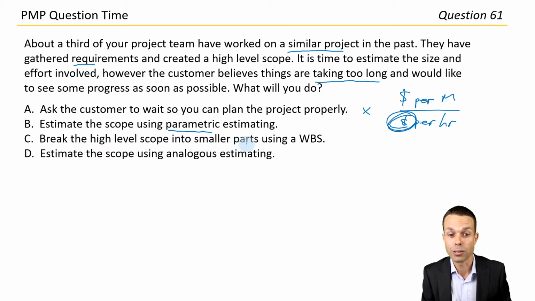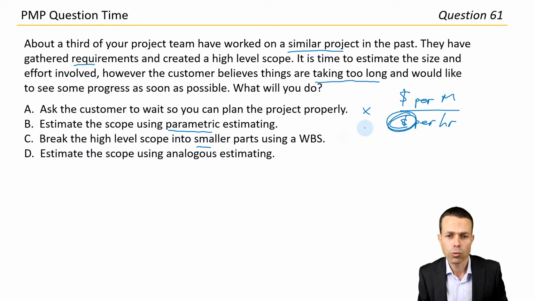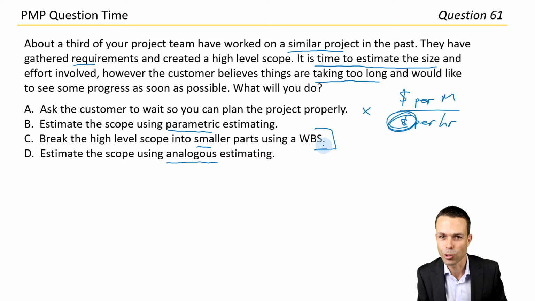Break the high-level scope into smaller parts using a work breakdown structure. That's one of the things that we potentially will do. However, I think what we're looking to do is speed this up as much as possible as well. And it sounds like we have already created that high-level scope. We do want to break that down, but ultimately, estimating the scope using analogous estimating. It's time to estimate the size and the effort involved. If we're doing that, I think we're not going to look at this one for now. That gives us a clue there.